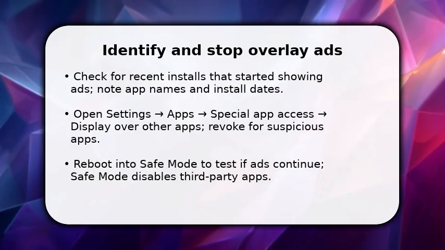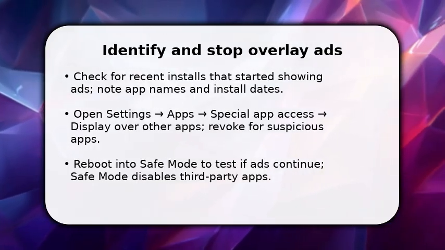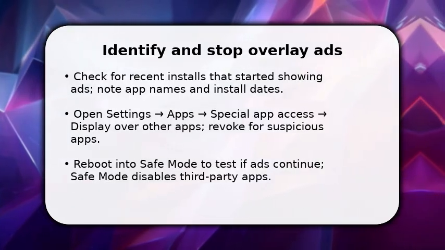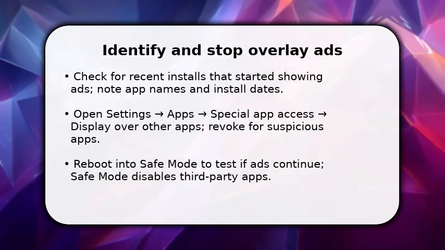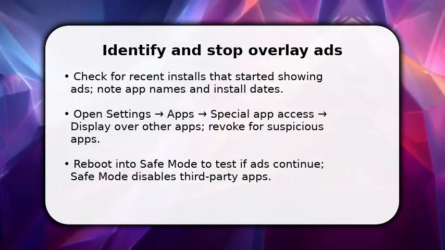You begin by isolating the source of intrusive ads. First, scan recently installed apps and note anything unfamiliar. You want targets. Next, go to Settings, Apps, Special App Access, and disable Display over other apps for those suspects. This prevents full screen overlays immediately.